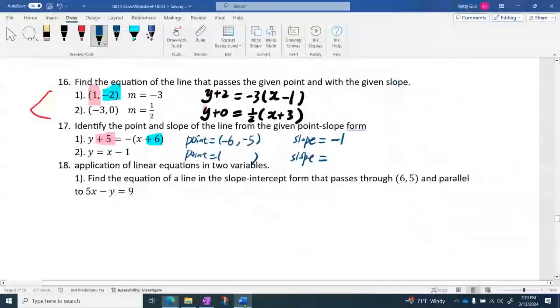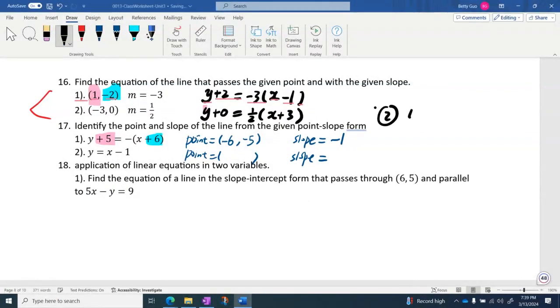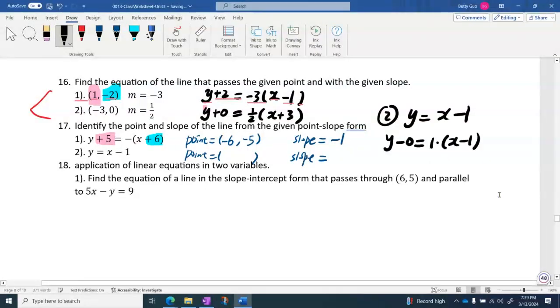Okay. Can you help me to find the slope and the point for number 2? Yeah, number 2 is a little bit weird, right? Number 2 is y equals x minus 1. Let me help you out. This actually is also slope intercept form, but you can modify it, right? They are the same. And once I modify it, it's the point slope form. So what's the point and what's the slope?